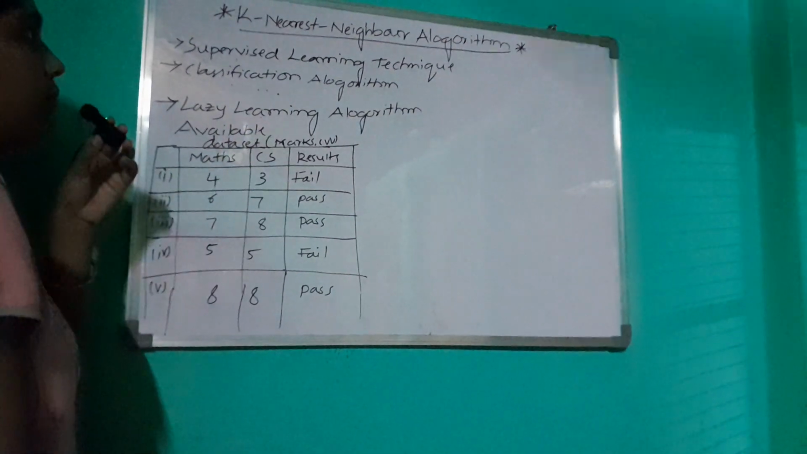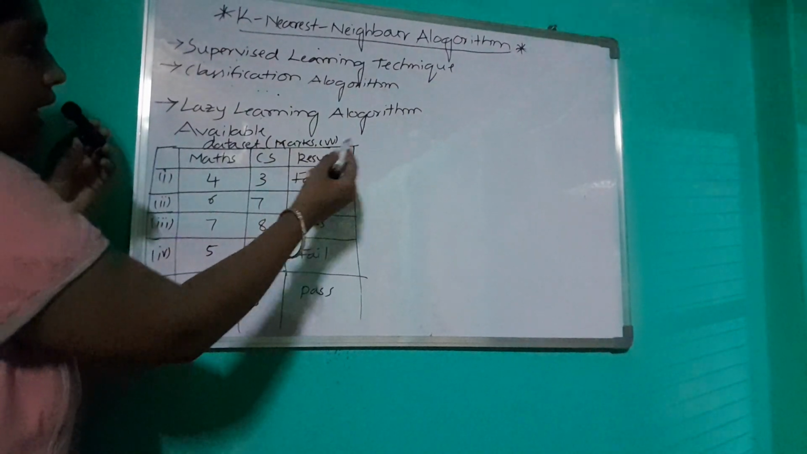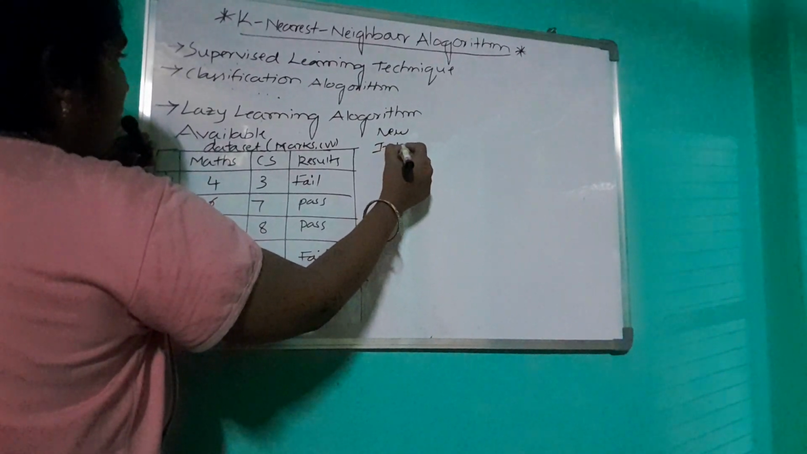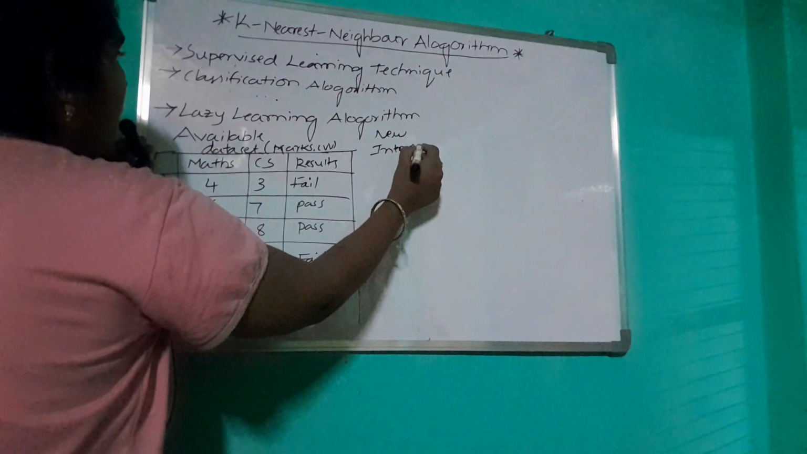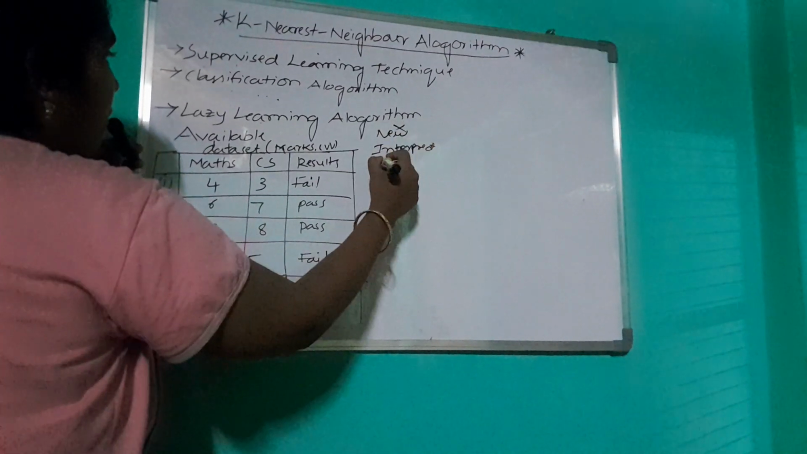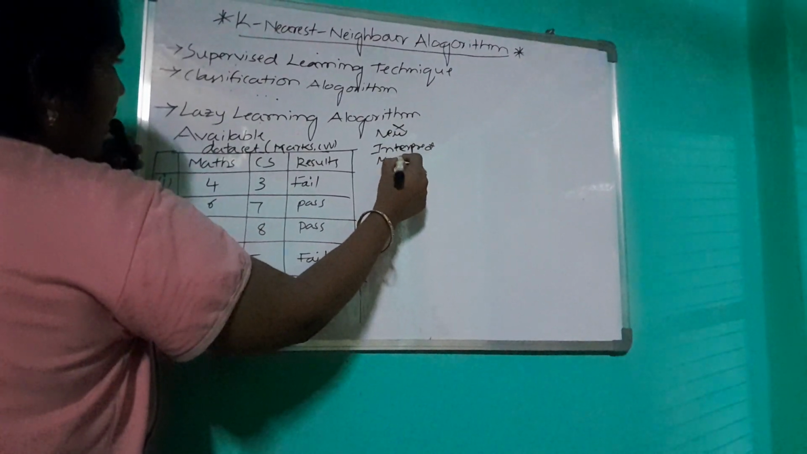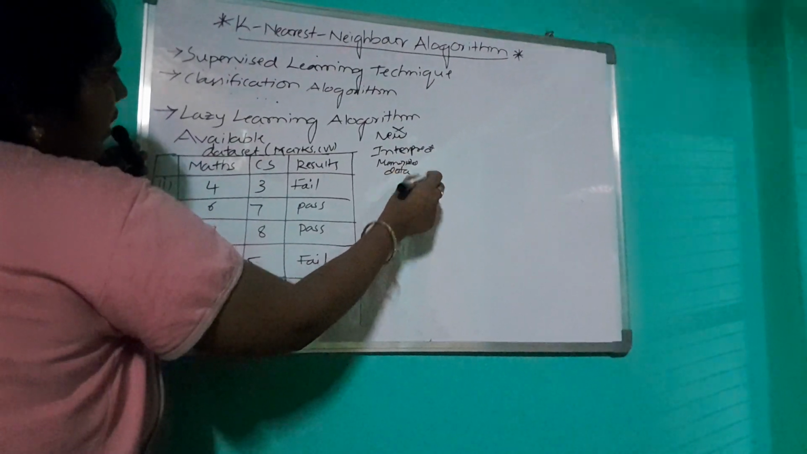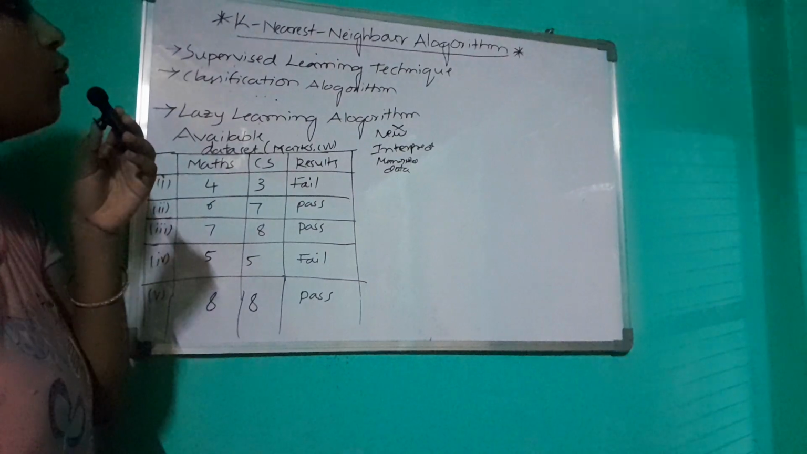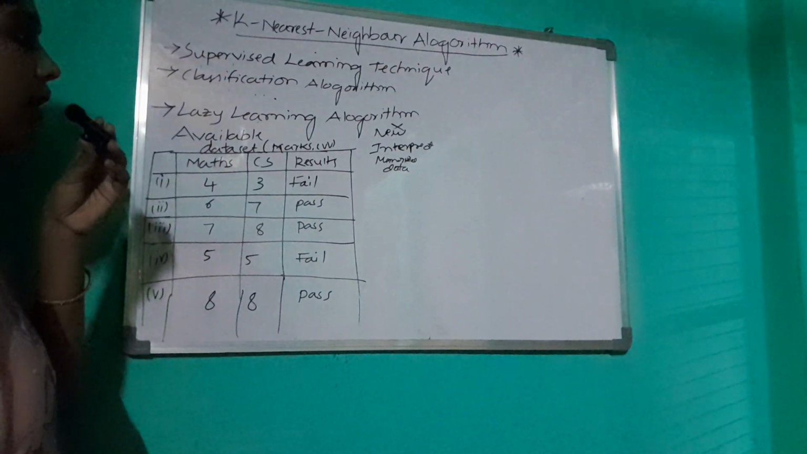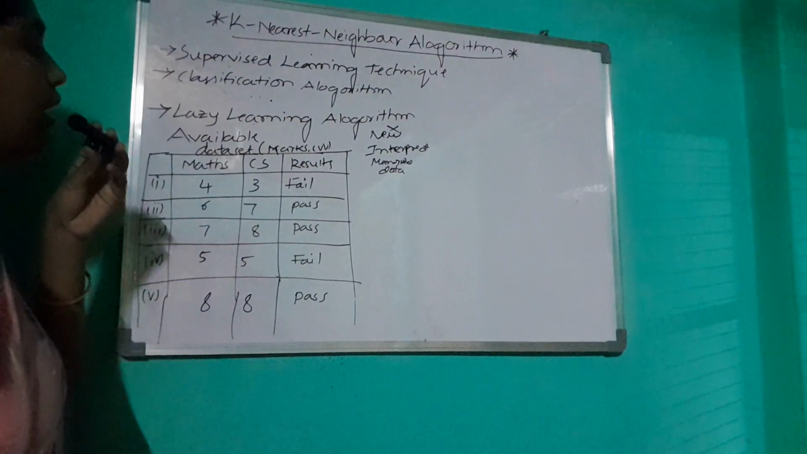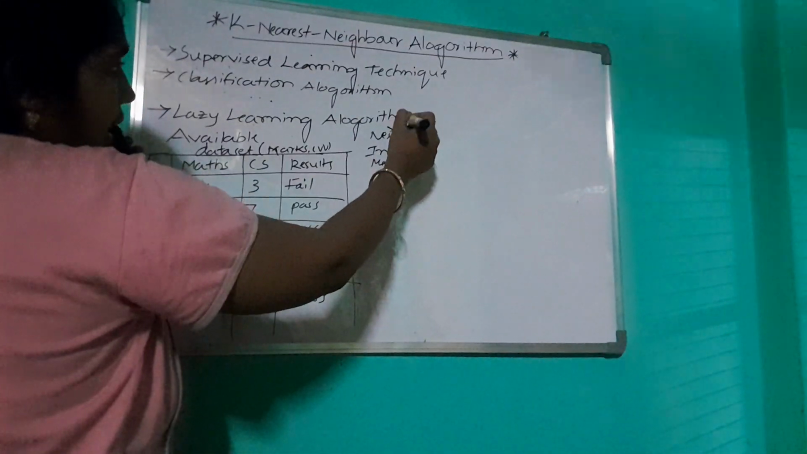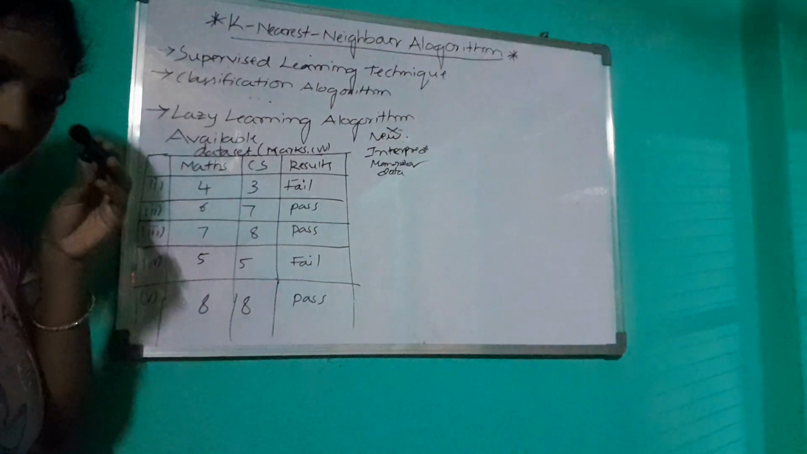It is a lazy learning algorithm. This algorithm does not make any new interpretations. It simply memorizes data and assumes some similarity between the available data and new data, and places the new data on the most similar available data. So it memorizes data. It does not make any new interpretations.